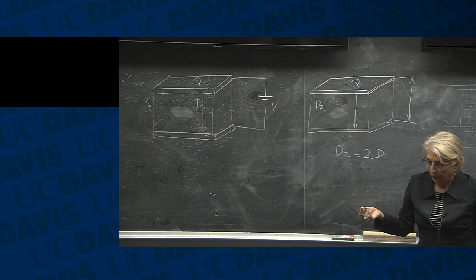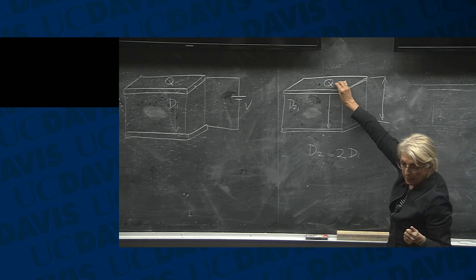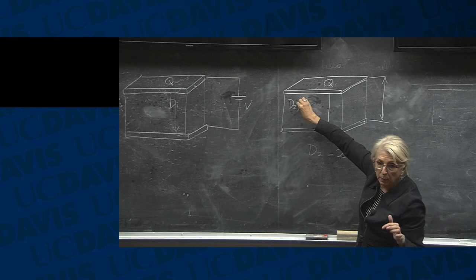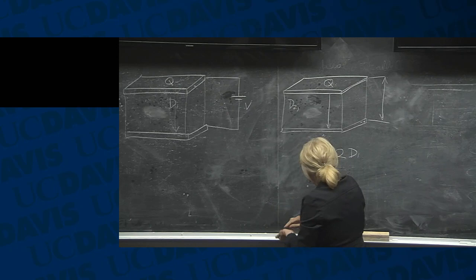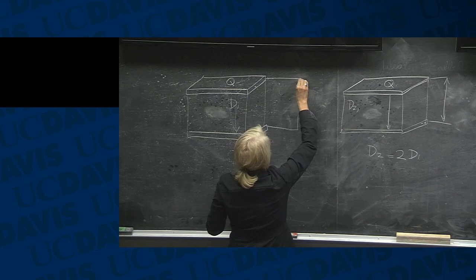Okay. So I keep the same charge. I know that I've made a change, so D2 now has become double. And I'm asking you to tell me what is going to happen to V, which is the voltage difference between these two. Maybe the way I have it here has confused people.